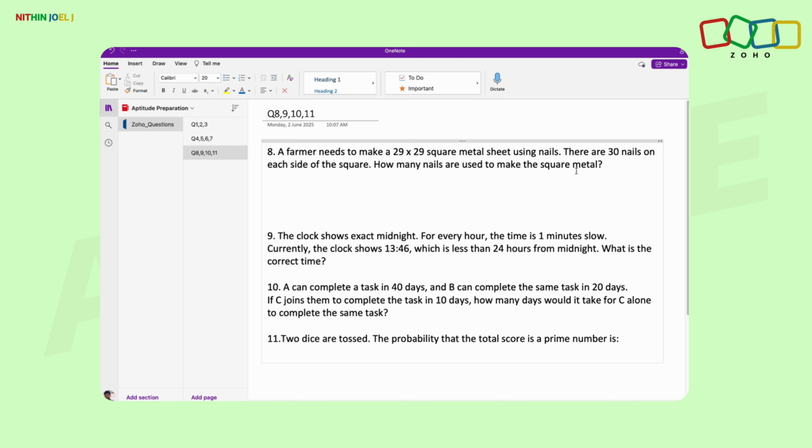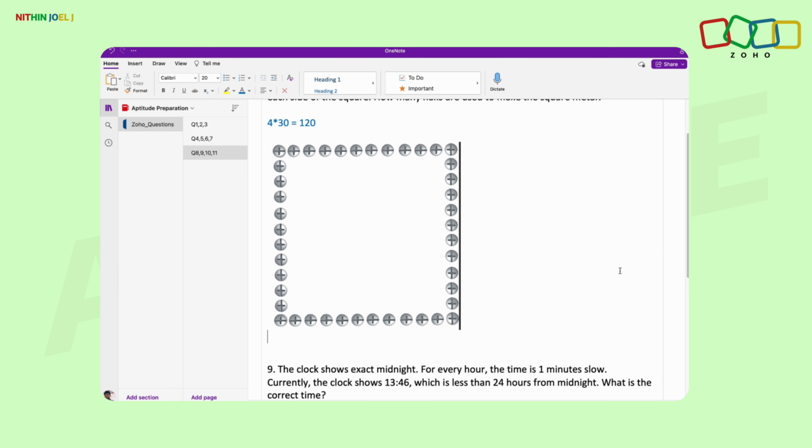So we know a square consists of 4 sides, so 4 into, and they have mentioned each side of the square is 30 nails, so 4 into 30, which is equal to 120. But this answer is wrong. I'll explain why. Let's consider this image.